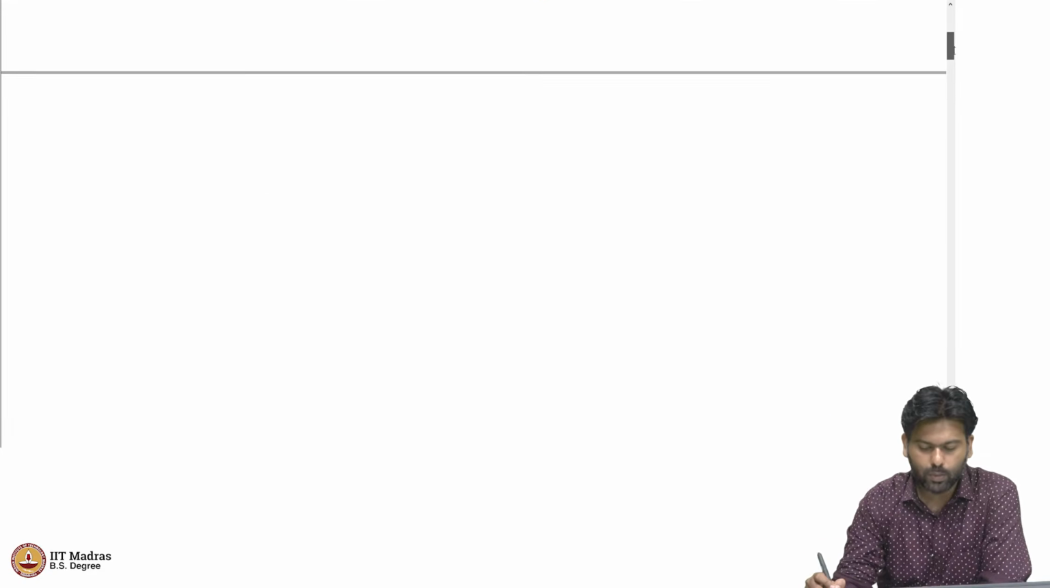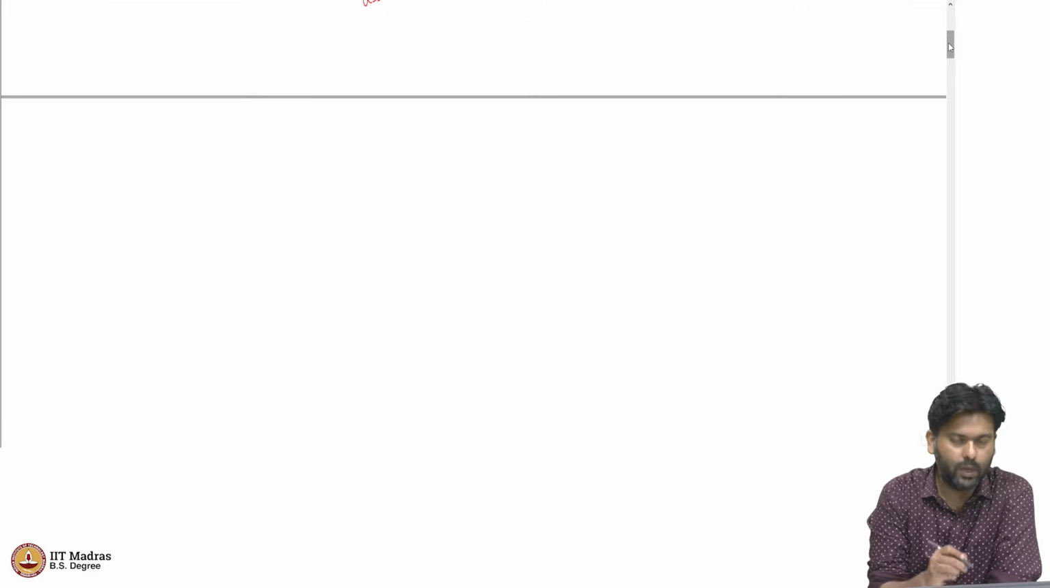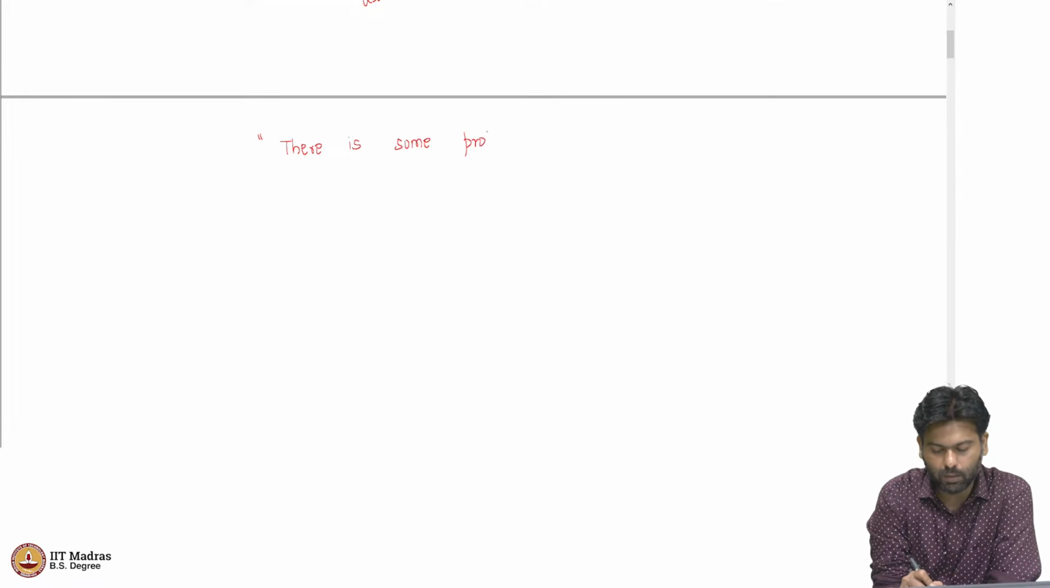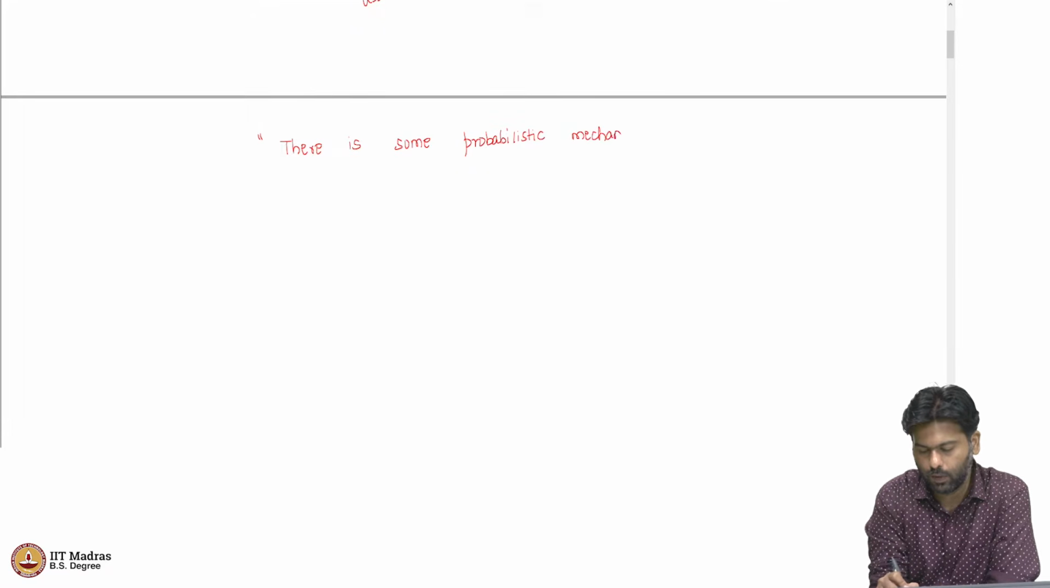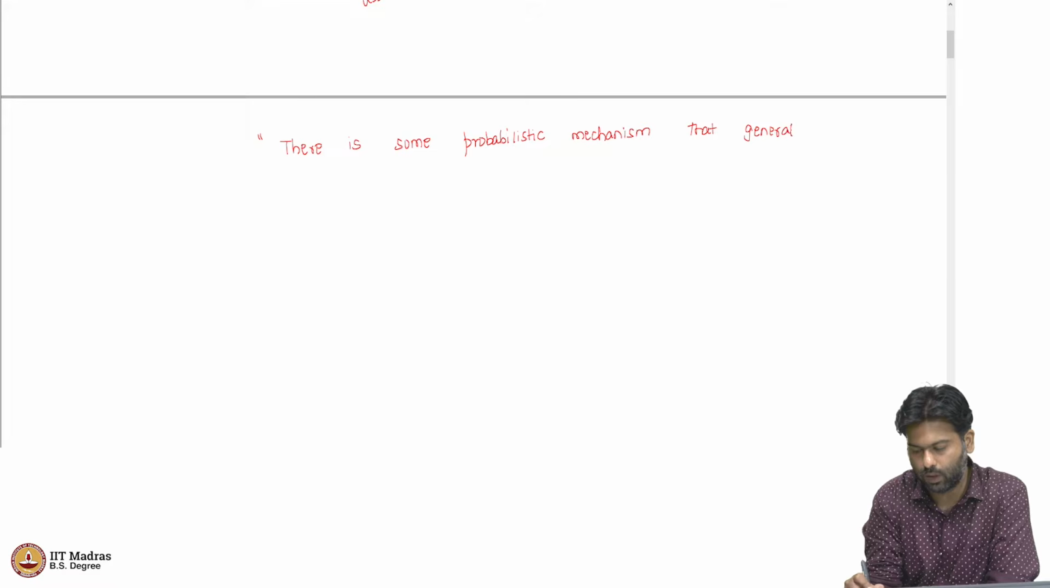Okay. So, what does it mean to say there is a probabilistic model? Basically, our hypothesis is the following: there is some probabilistic mechanism that generates the data. So, this is the assumption that we work with.